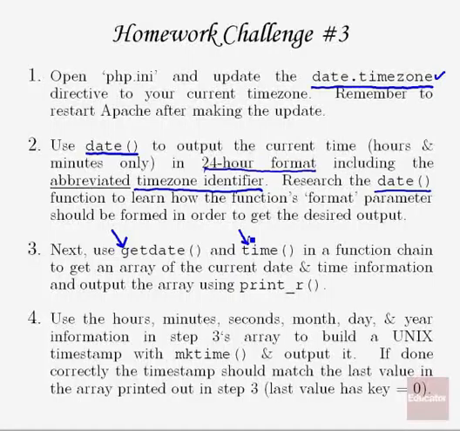And if things work out right, as we've shown, the timestamp that you generate from makeTime should match the last element in the getDate array, which has a key value of 0, and those two should match up.